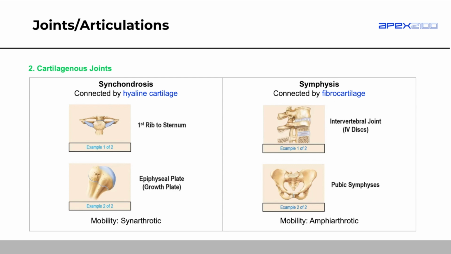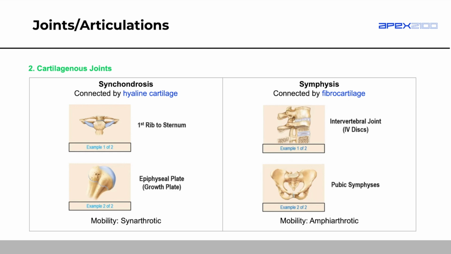Okay, for cartilaginous joints, remember these are bones joined together by just cartilage, and the type of cartilage helps us determine the type of joint. So for a synchondrosis joint, these are 2 bones joined together by hyaline cartilage. An example of this is the first rib to the sternum. So that first attachment of the first rib to the sternum is a synchondrosis joint.